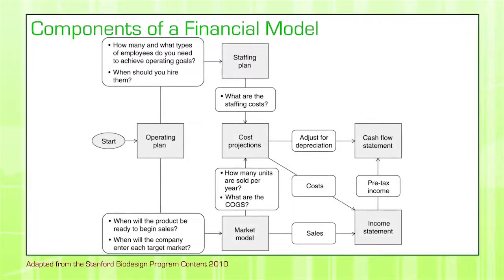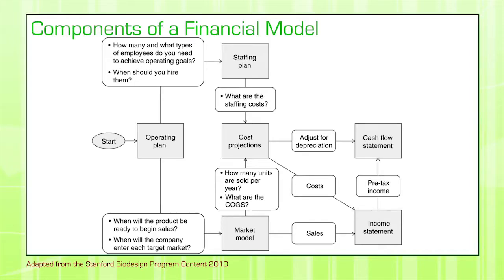But how do you go and actually sketch out a financial model? Well, there are several steps to follow throughout the course of sketching these models and all the components they have. The graph that I'm showing here starts with an operating plan, which is what you want to achieve and in what time. How many types and what types of employees do you need for this operating plan to succeed, and when should you hire them? That's the definition of a staffing plan, which is the second step in performing a financial model.